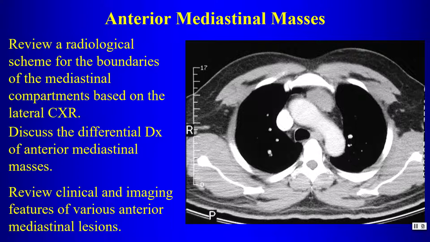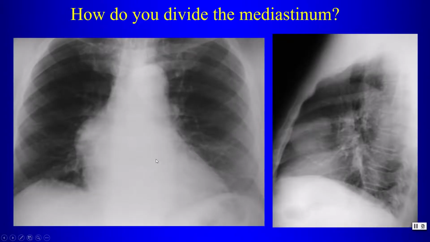Okay, so today we're going to talk about anterior mediastinal masses. We'll talk about a radiological scheme for the boundaries of the mediastinal compartments based on the lateral chest radiograph. We will discuss the differential diagnosis of anterior mediastinal masses, and we will review some clinical imaging features of various anterior mediastinal lesions. So the first question is, how do we divide the mediastinum?